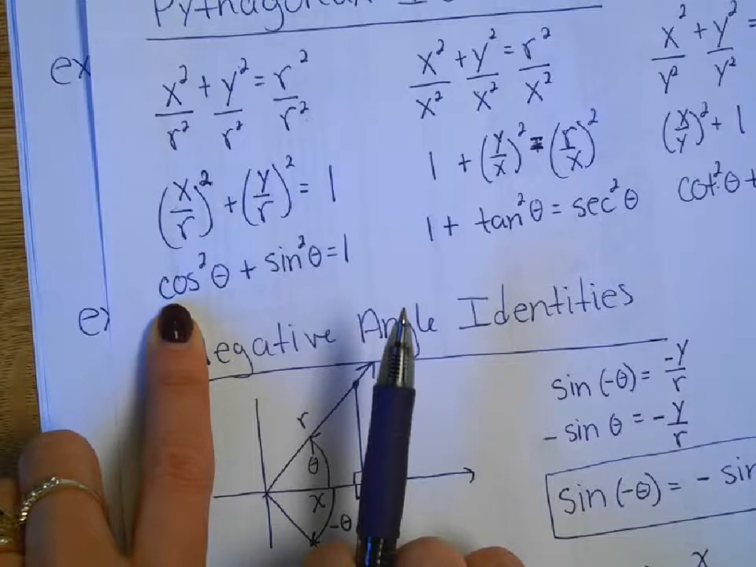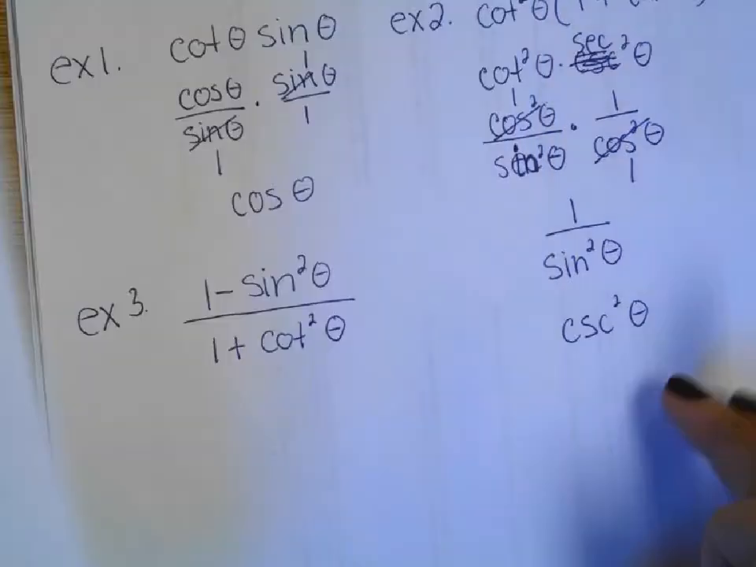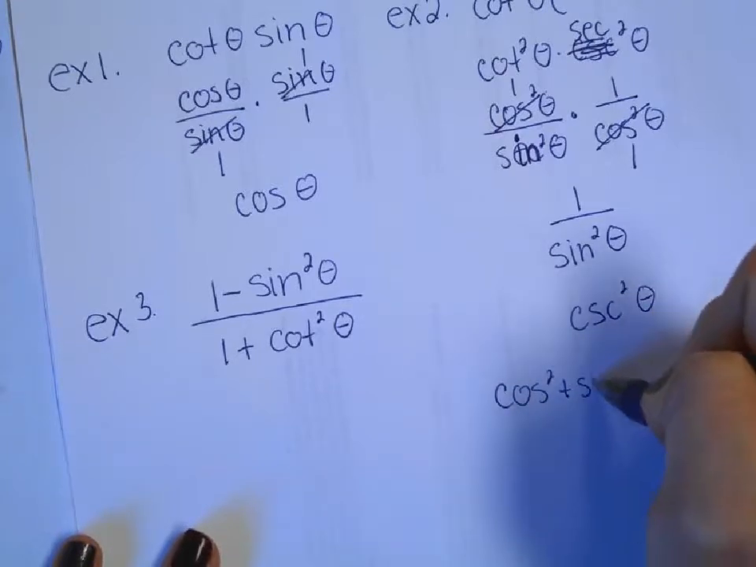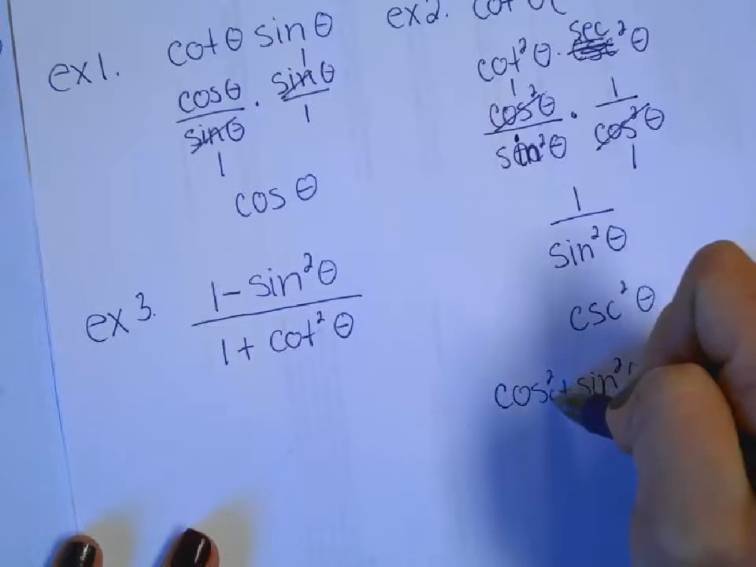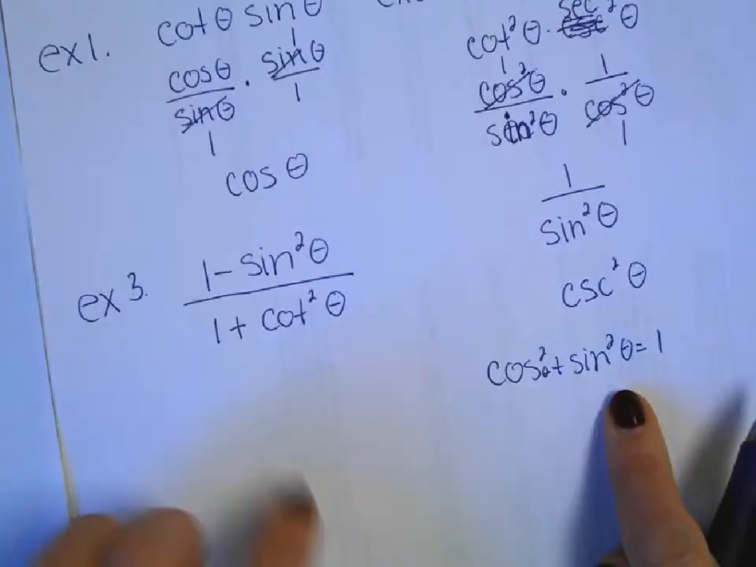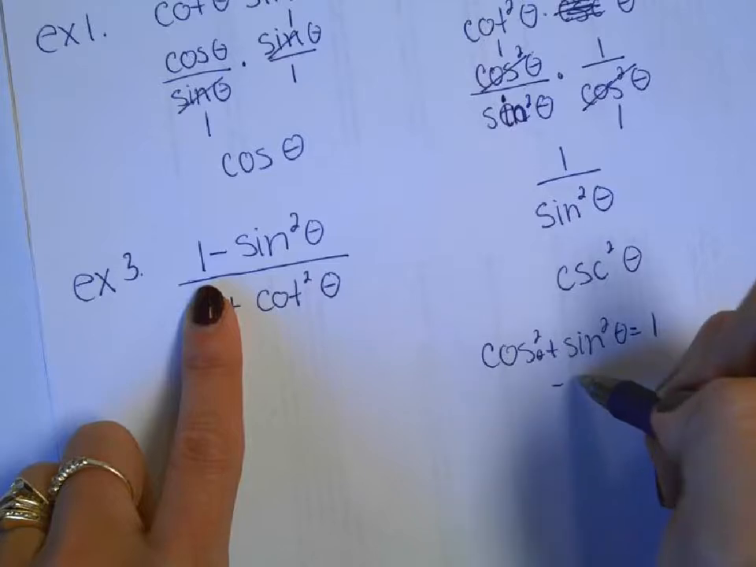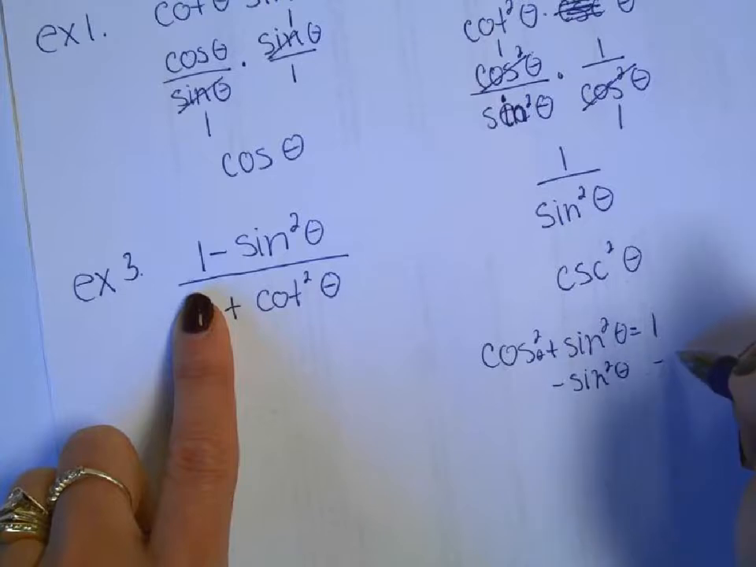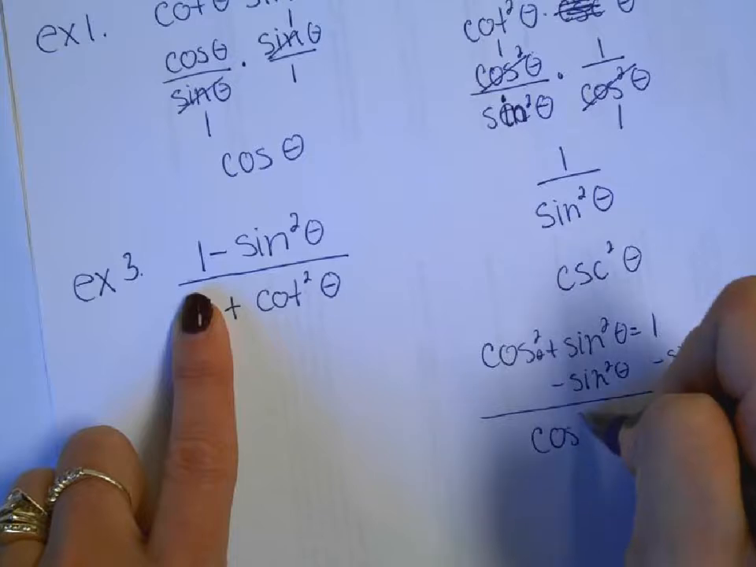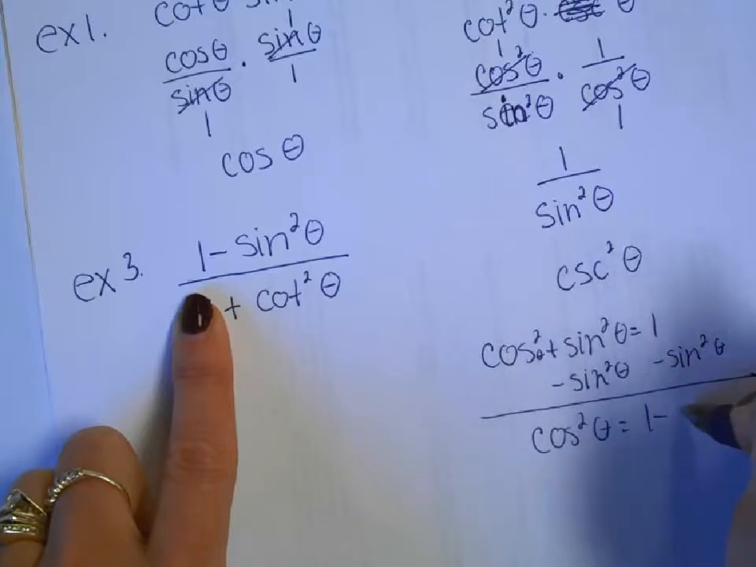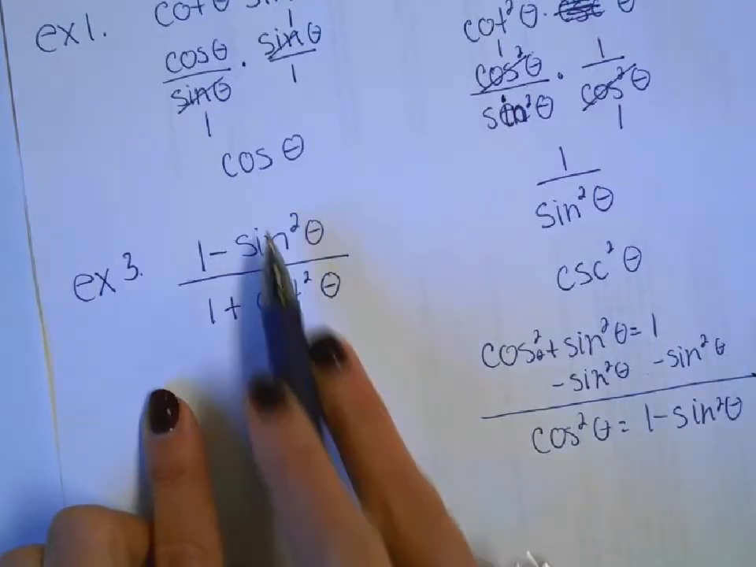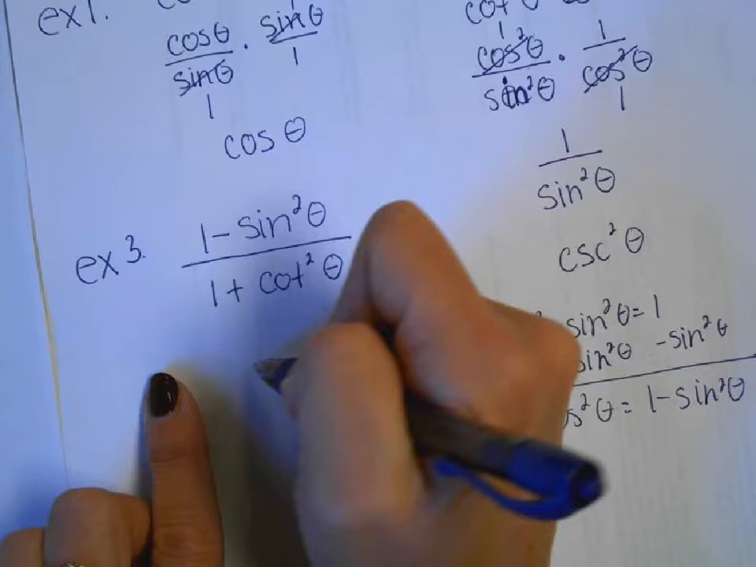Do I need to write it out or can you see it? I can write it out just for the sake of it. Okay. So what we're going to use, cosine squared plus sine squared, oops, forgot my little theta, equals 1. I want this to say 1 minus sine squared, so I'm going to subtract sine squared on both sides. So that means cosine squared equals 1 minus sine squared. So what I'm allowed to do now is rewrite the numerator as cosine squared.